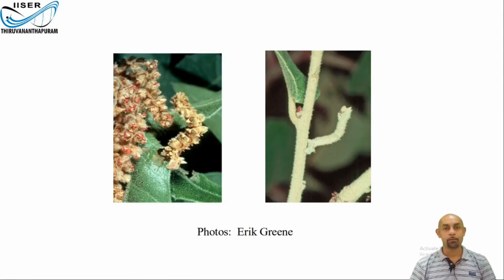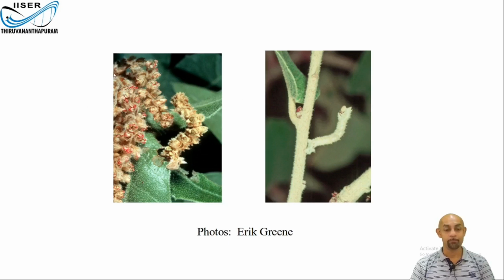What you see on the screen here, we've looked at ways in which animals can protect themselves against predation. Here are two examples. You have a caterpillar here of a moth. It's masquerading as a twig. So it's a twig mimicking or twig masquerading caterpillar.